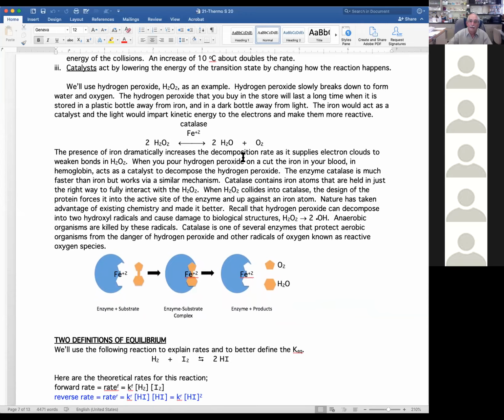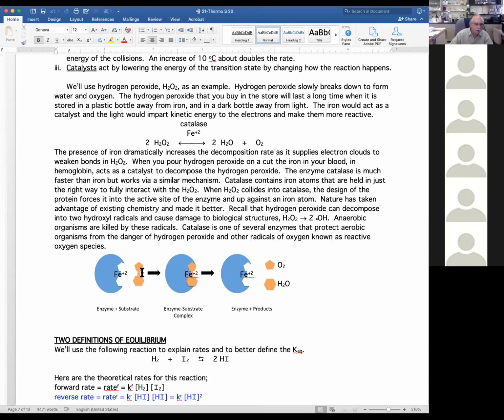And then catalase, which is an enzyme that's meant to protect you against hydrogen peroxide so that it doesn't form hydroxyl radicals and cause all kinds of problems to your DNA and everything else. We have an enzyme called catalase, and catalase took advantage of this pre-existing chemistry. Look at the cofactor of this enzyme right here. It's the iron atom.